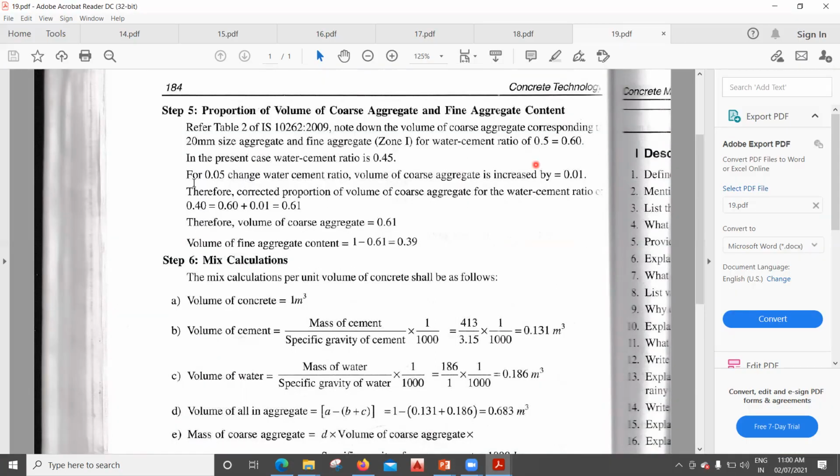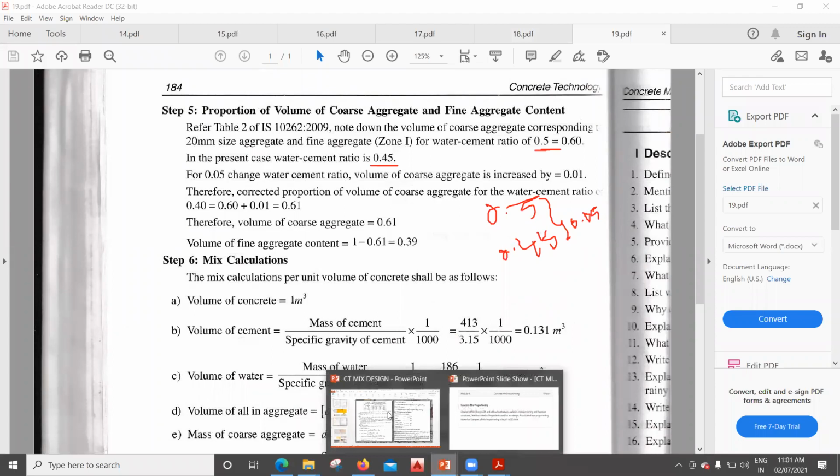For every 0.05 change of water cement ratio, the volume of coarse aggregate is changed by 0.01. So try to do this cross multiplication. What is given here? Water cement ratio of 0.5 is given. We have adopted 0.45. Now from 0.5 to 0.45, how much is the decrease? The decrease is 0.05, isn't it?